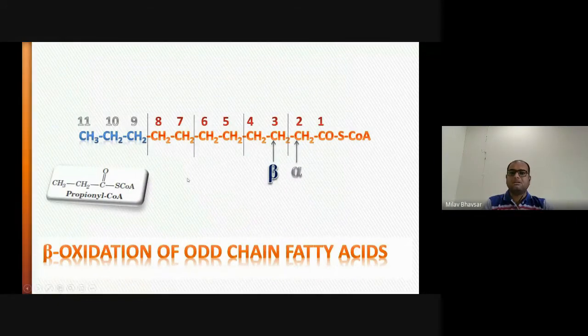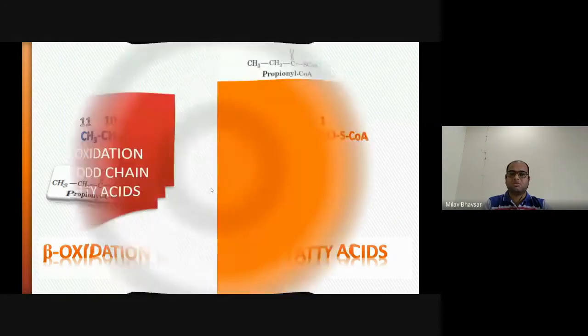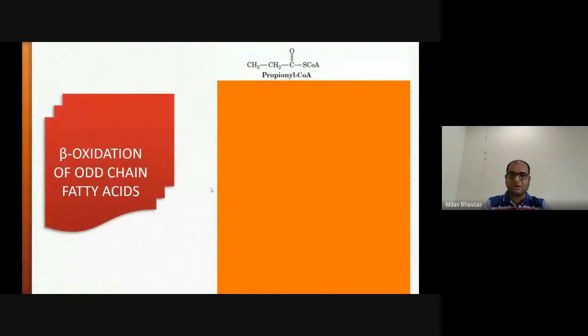Okay, for the odd chain fatty acids, lastly we are going to generate propionyl, which cannot be utilized in the TCA cycle. So we'll have to do something about it. So what is going to happen?